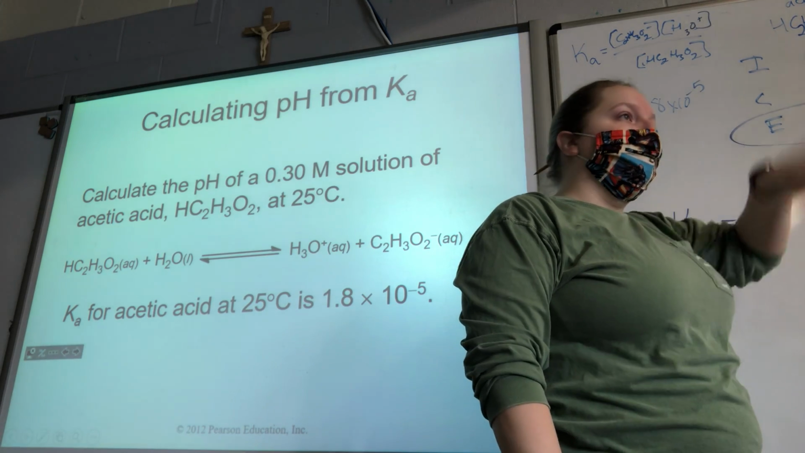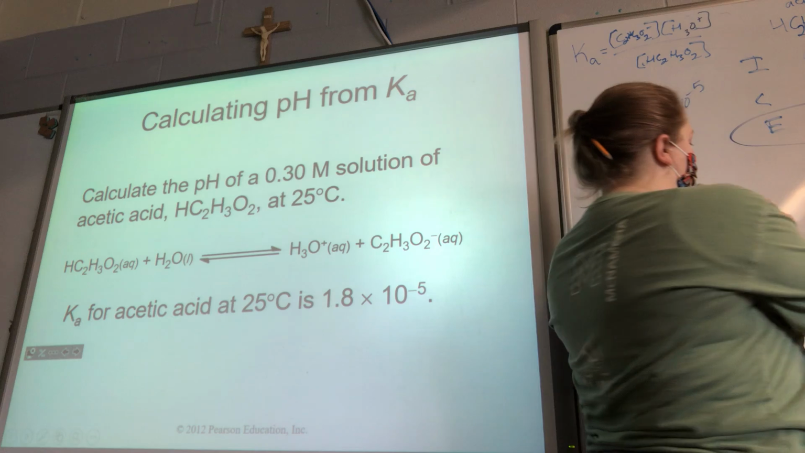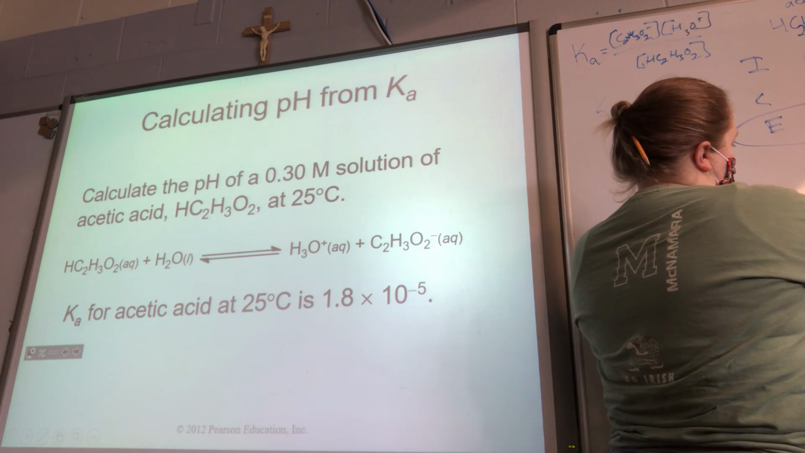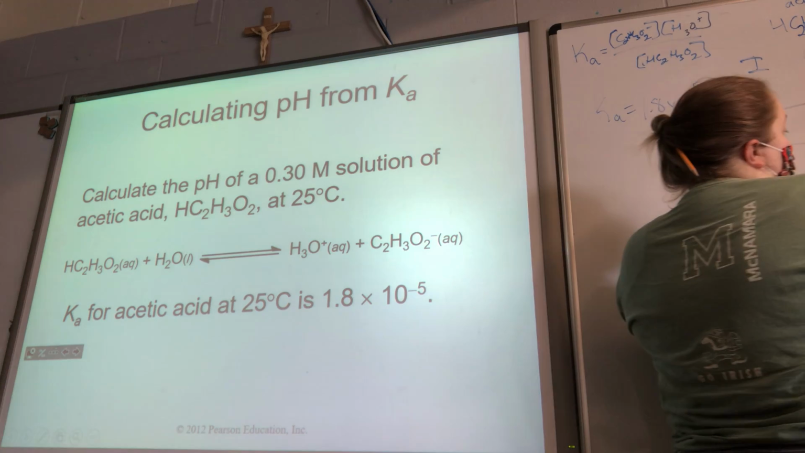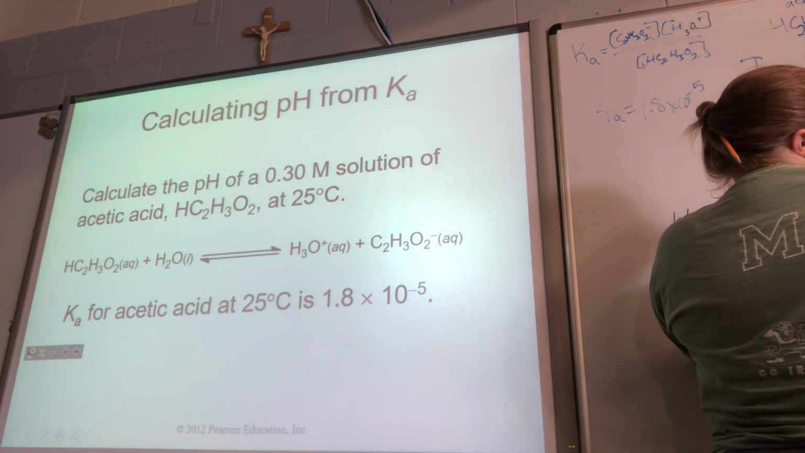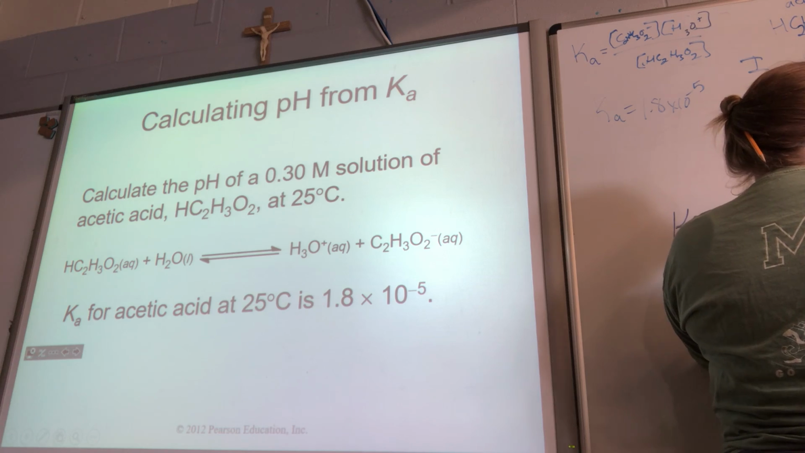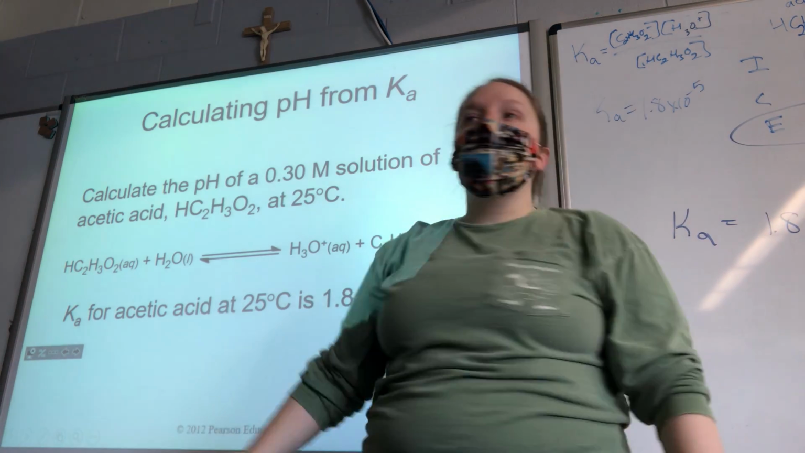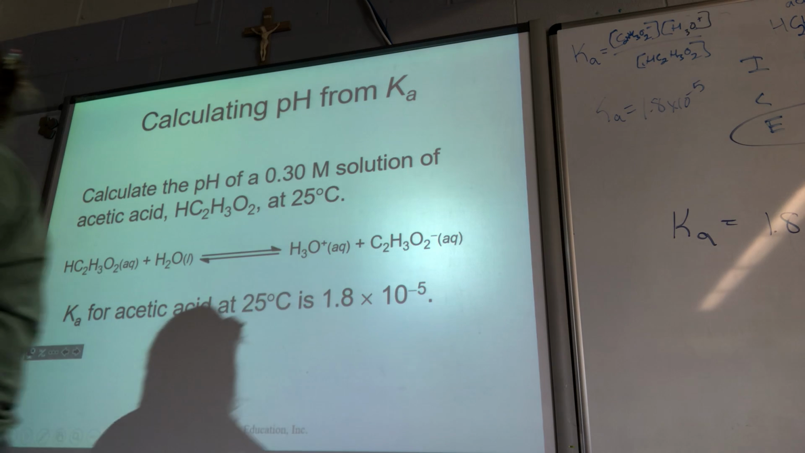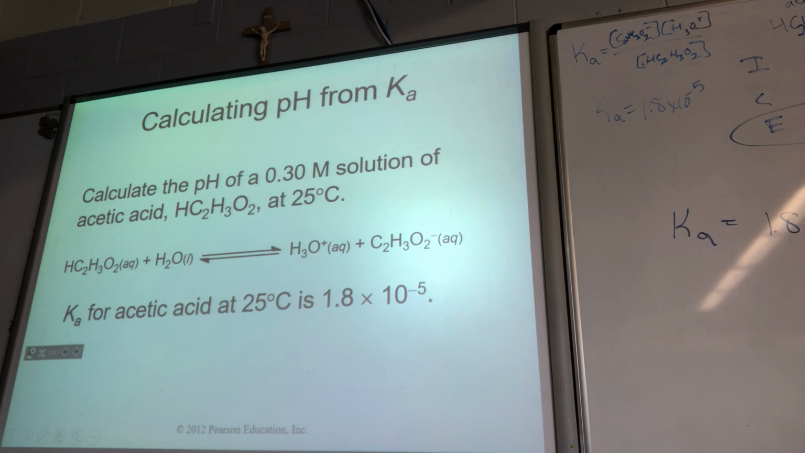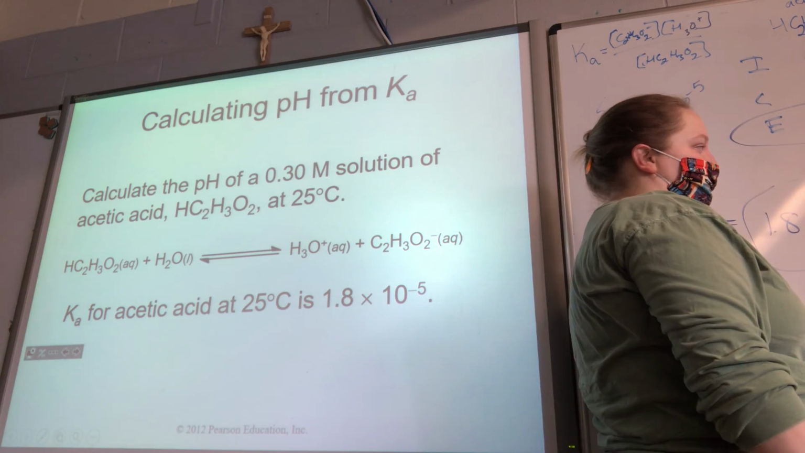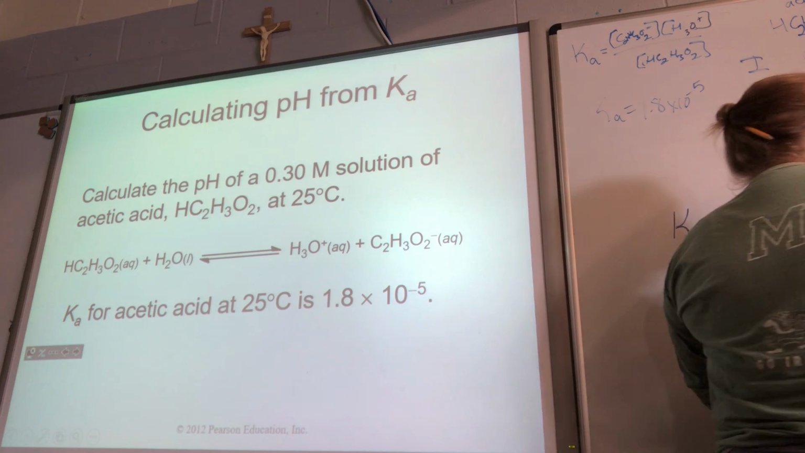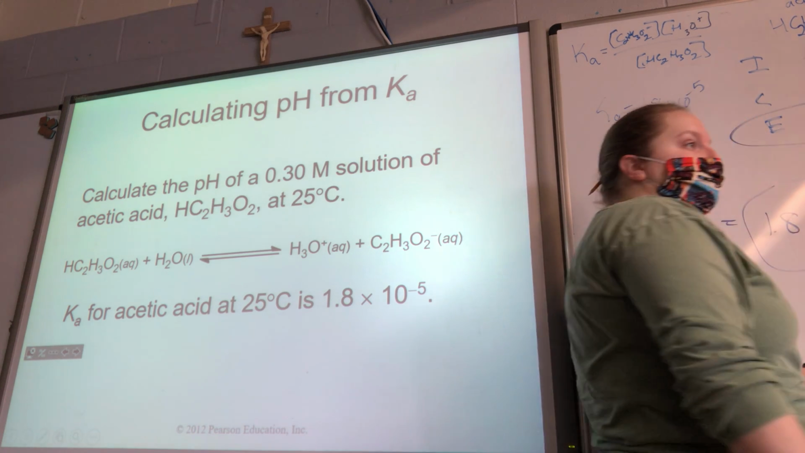Plug in what you know. Plug it all into the K expression. Set it equal to 1.8 times 10 to the negative fifth, which is our Ka. Solve for x. Move that one over.